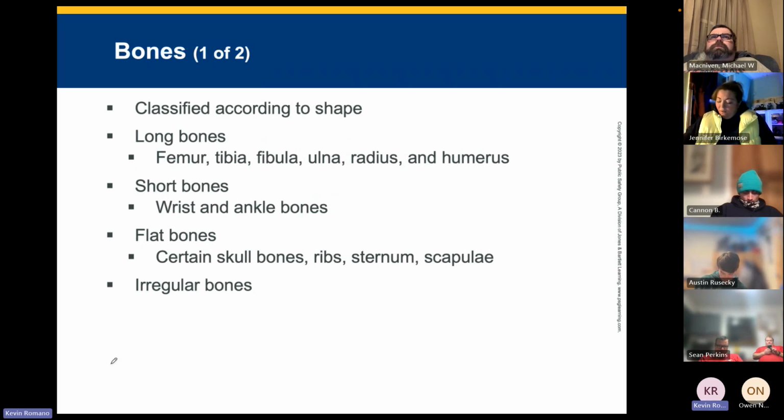Bones are classified according to their shape as long bones, short bones, or flat bones. So long bones would be your femur, your tibia, your fibula, ulna, radius, humerus. Right? Your short bones, wrists, and ankle bones. And your flat bones are certain skull bones, ribs, sternum, scapula. Irregular bones have unique shapes and are also designed to perform a specific function, which include the mandible, many of the facial bones, and those that comprise the vertebrae within the spine and pelvis.